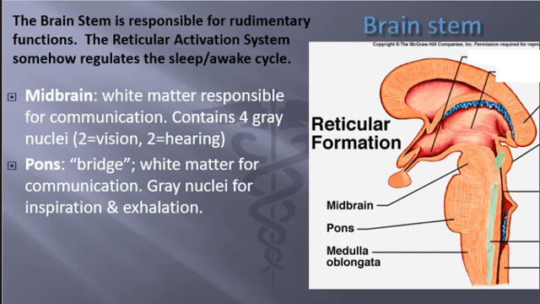Then we have the pons, which is right here. Pons means bridge. Pont in French. Sur le pont d'Avignon. Pont, it means bridge. White matter for communication. There are some gray nuclei embedded inside here. We're going to look at those here in just a minute. And we believe those are responsible for inspiration, taking a breath, and exhalation, releasing that breath. Do you think that's a rudimentary function? Yes, we need to be able to breathe.